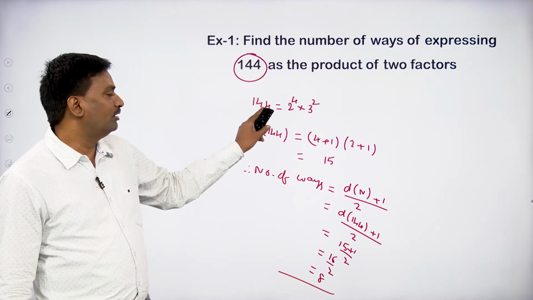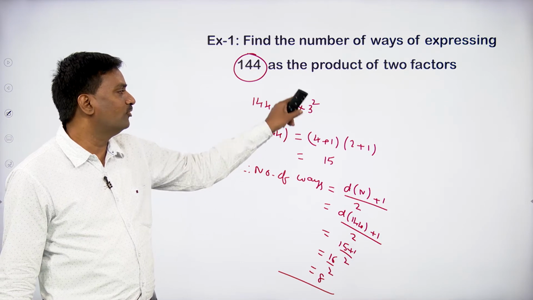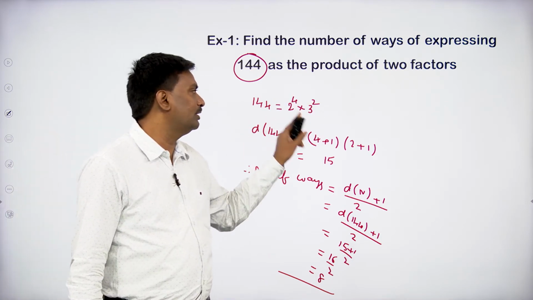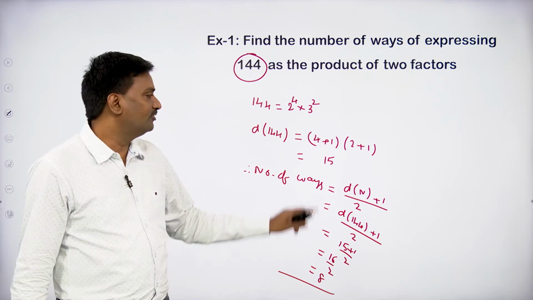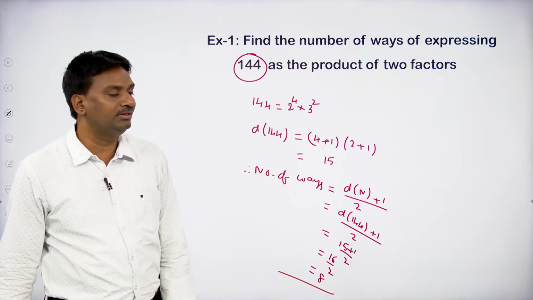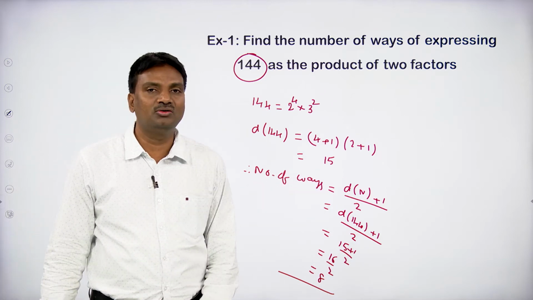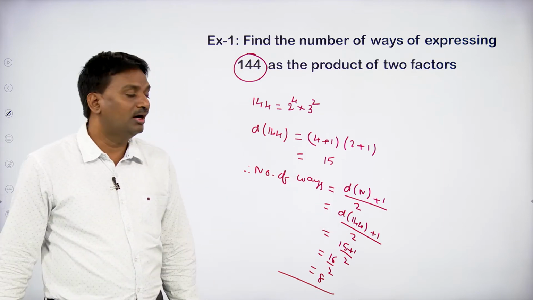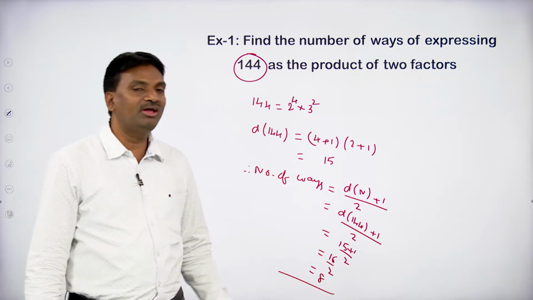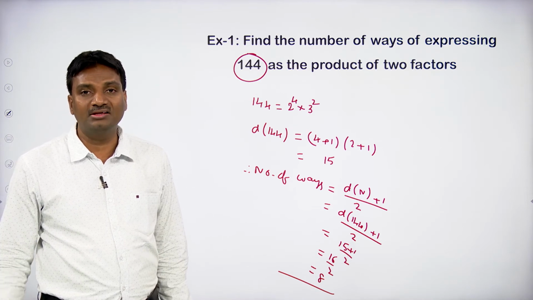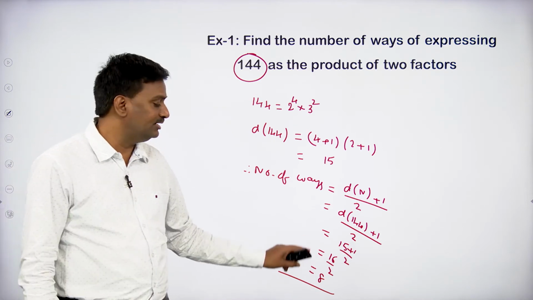Here we have 144, we can write that as 2 power 4 into 3 square. Here we have only two numbers, alpha 1 equal to 4 and alpha 2 equal to 2. So alpha 1 plus 1 into alpha 2 plus 1, 4 plus 1 into 2 plus 1, by simplifying you will get 15. So number of ways equal to d of n plus 1 by 2, in place of n writing 144. d of 144 plus 1 by 2, by simplifying we have gotten 8. So we can express the number 144 as the product of two factors in 8 ways.